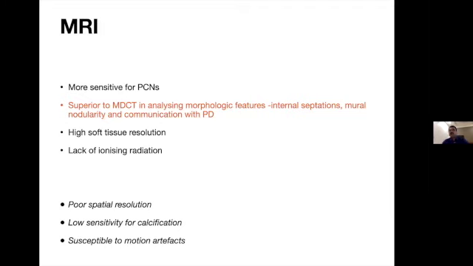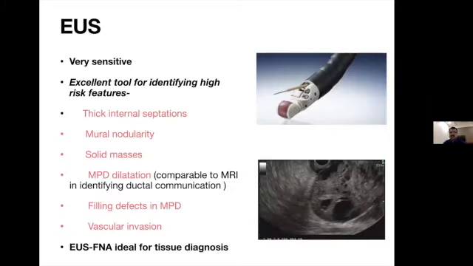And there is a very low sensitivity for calcification, and the MRI is susceptible to motion artifacts. So next comes the role of endoscopic ultrasound, which is widely available nowadays. It is a very sensitive tool for assessing the cystic neoplasms, and it will help to identify the high-risk features like thick internal septations, mural nodules, solid masses, pancreatic duct dilatation. It is comparable to MRI in identifying ductal communication.